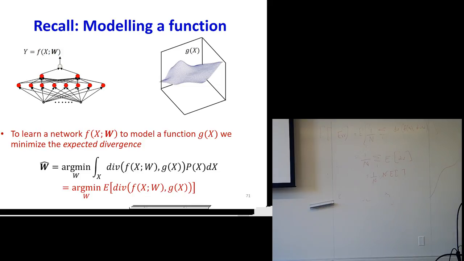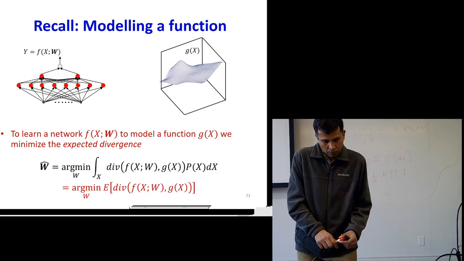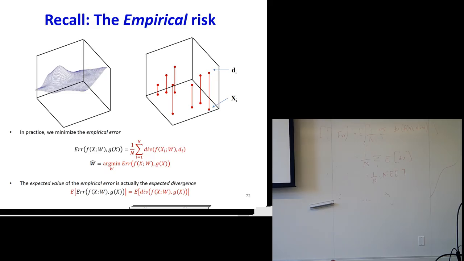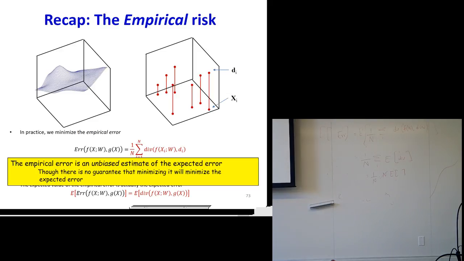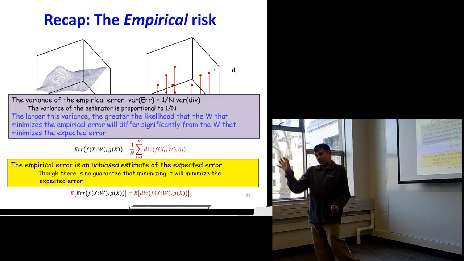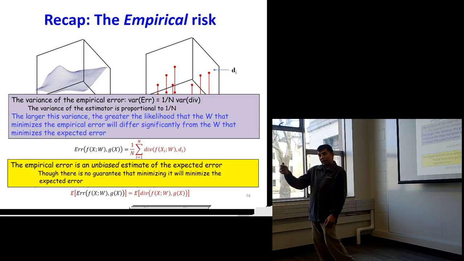So if you actually work this out, you will find that the variance is going to be 1 over n. You must have encountered this in your probability courses any number of times, right? If I'm taking the average of many values, the variance of this average is going to be 1 over n times the variance of an individual instance, correct? So when I'm doing batch update, the variance of the loss function that I'm computing is going to be 1 over n times the variance of the divergences, right?